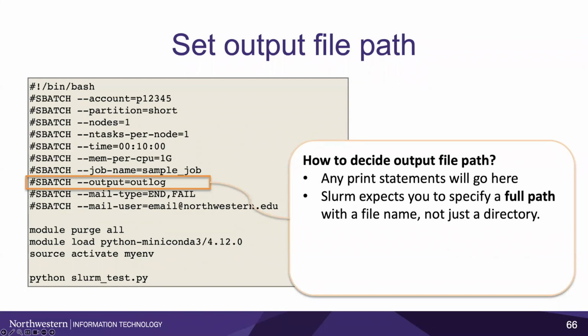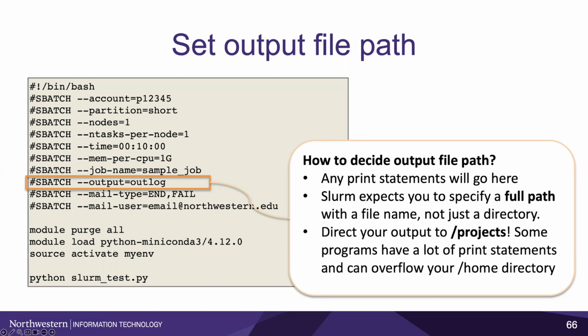Another thing to keep in mind is that Slurm expects you to specify a full path with the file name in this directive, not just the output directory. So here you would want something like --output=/projects/allocationID/outlog.txt or something like that.